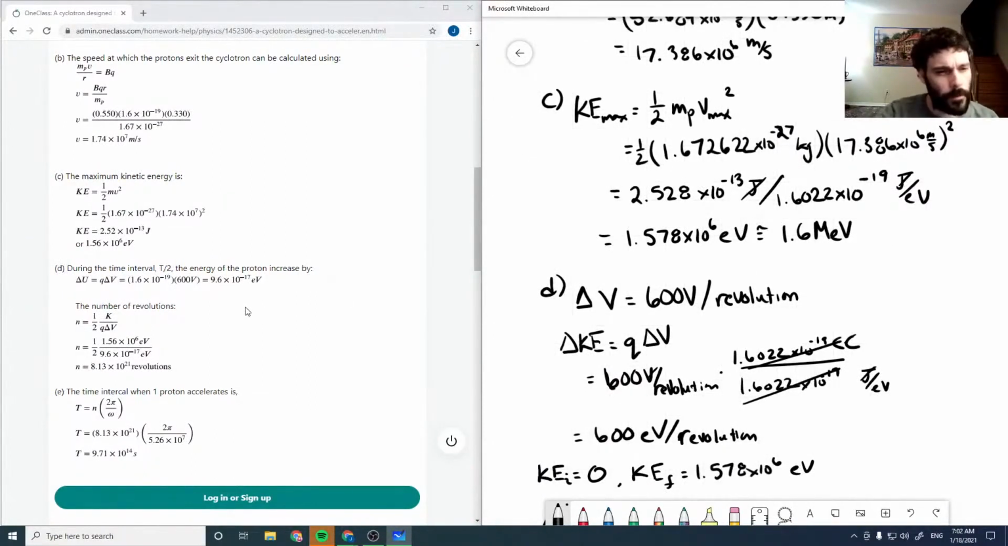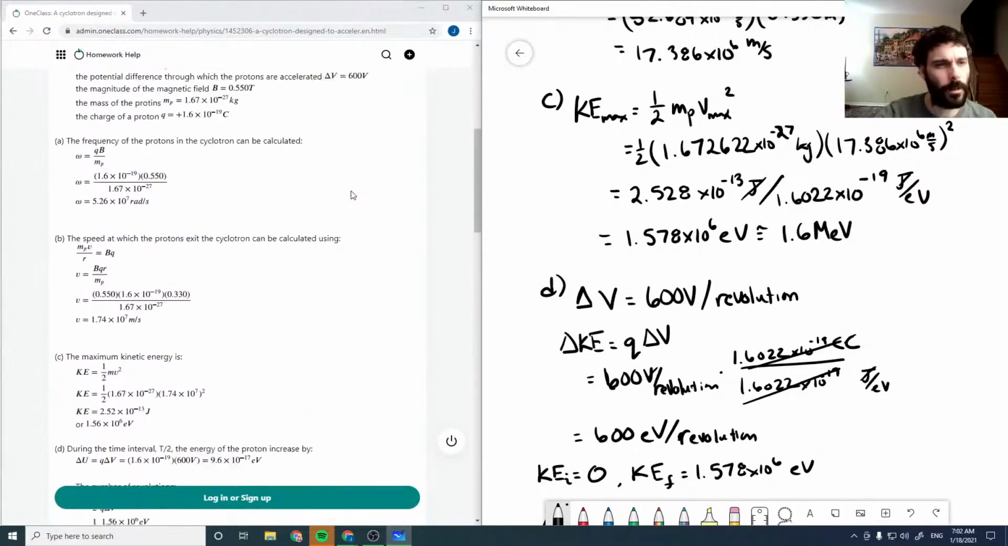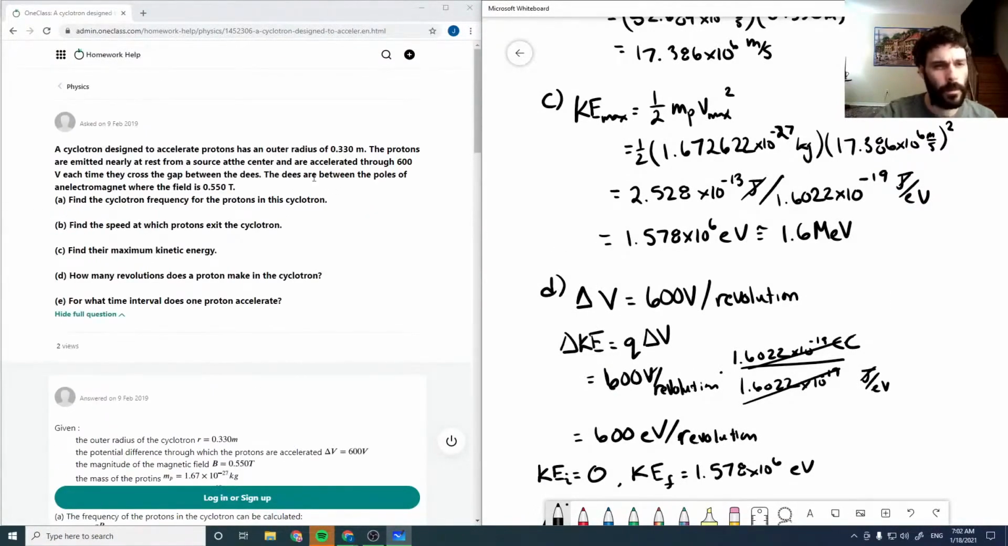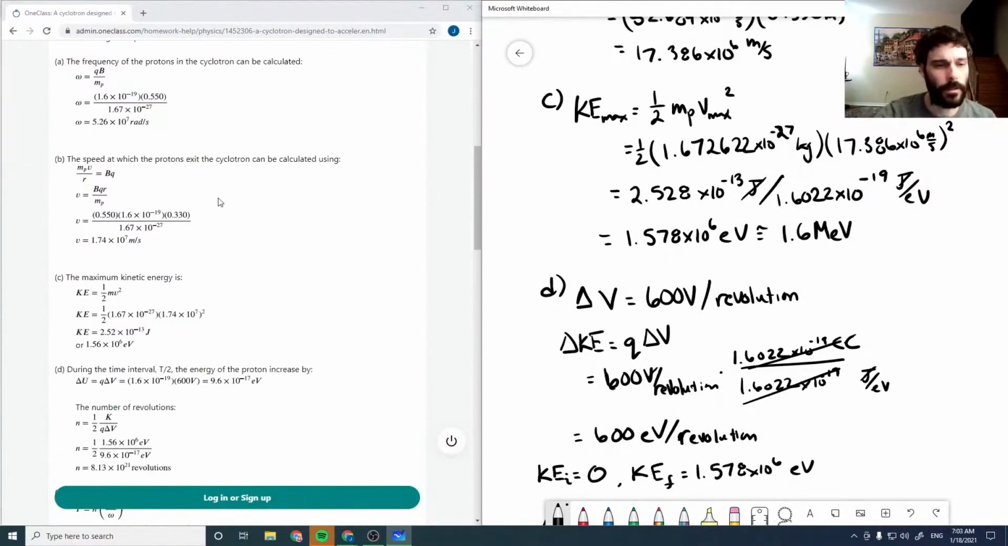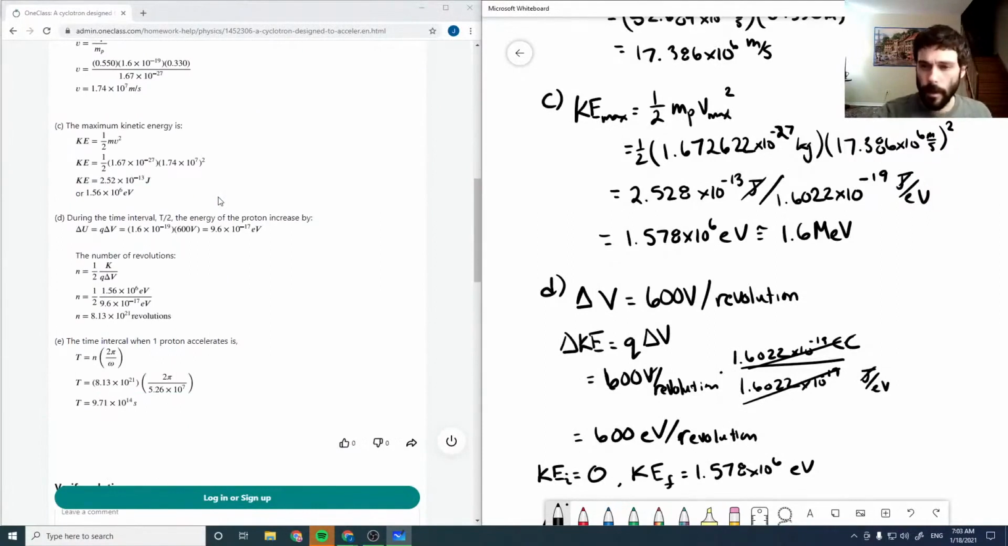During the time interval t over 2, the energy of the proton increases by, I must have misunderstood perhaps. The protons are from a source at the center. Each time they cross the gap between the D's, between the poles. Oh, I see. So that was my mistake.